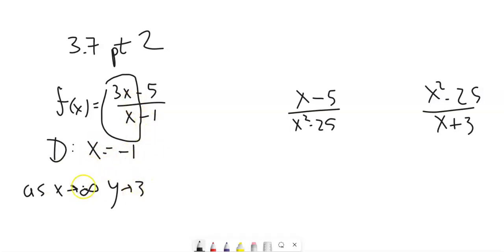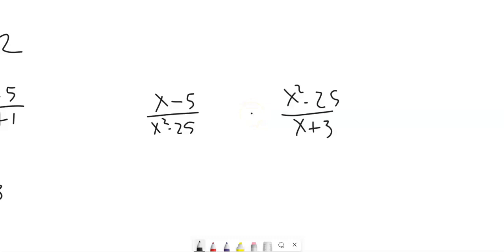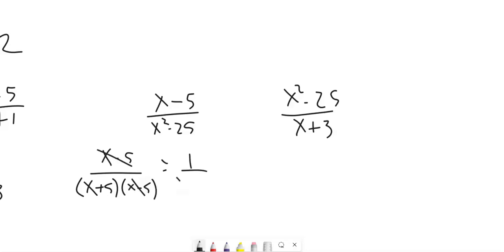So we've had this extreme behavior talking about it. We've also talked about how sometimes we'll get holes, right? Like if I had this x minus 5 over x plus 5 times x minus 5, that divides out. So it's basically the same as this graph, but with a hole at positive 5. So x can't be positive 5.